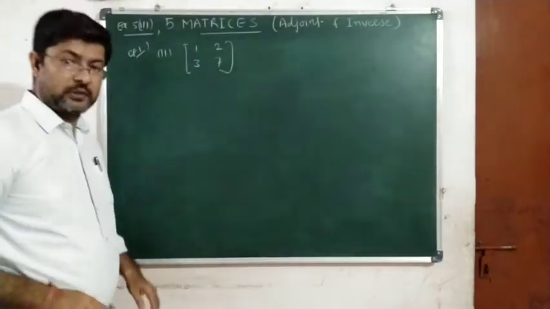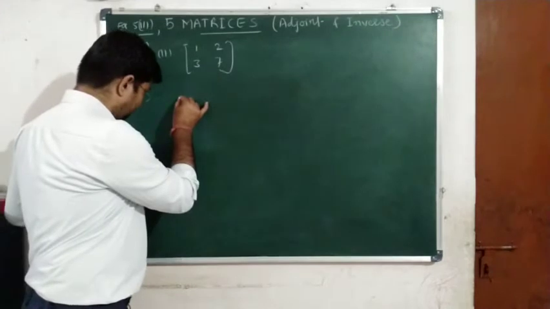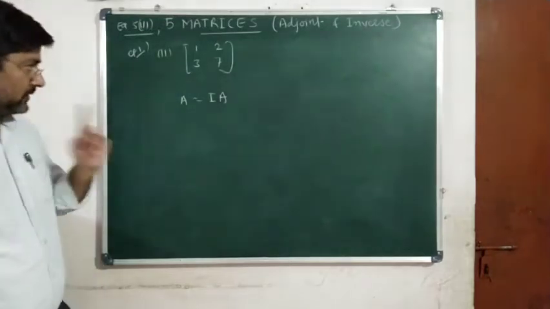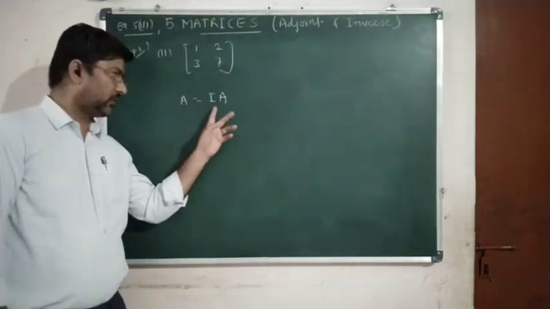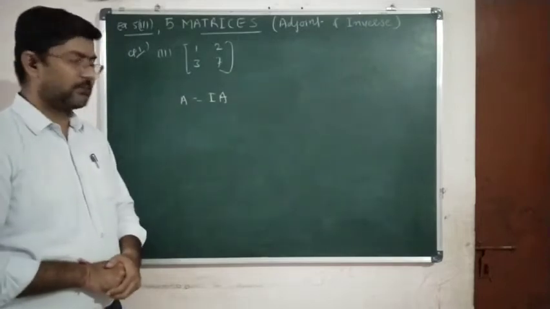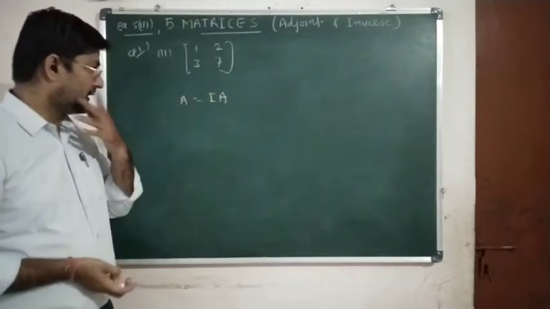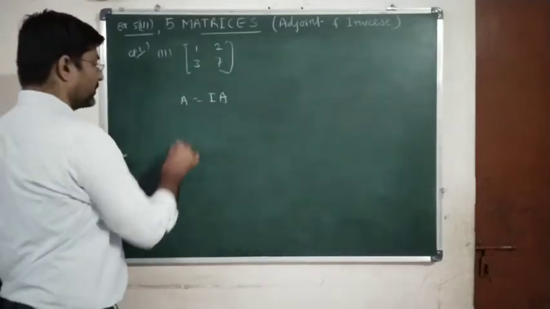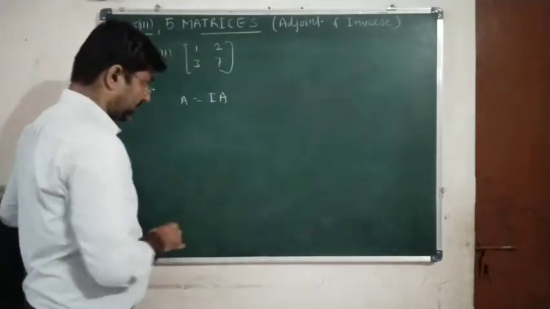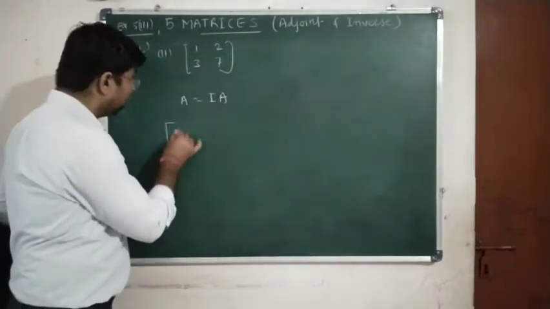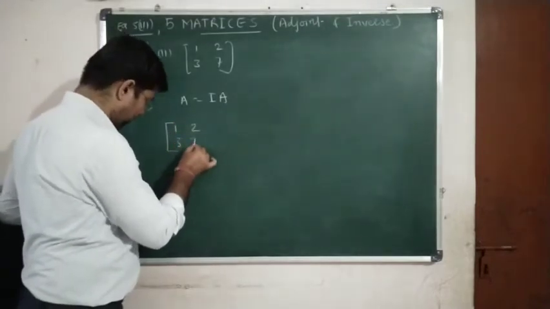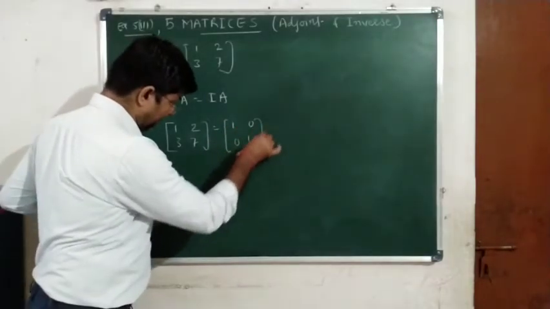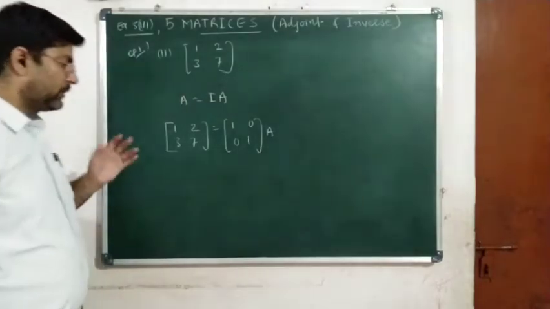Now we know that the first step from where we begin is A equals IA. Matrix A can be written as I into A, because the product of an identity matrix and a matrix gives the matrix itself. Clear? So using this result, we will put the values of A and I. First let us put this matrix 1, 2, 3, 7. I is 1, 0, 0, 1 and A we will keep as A only.